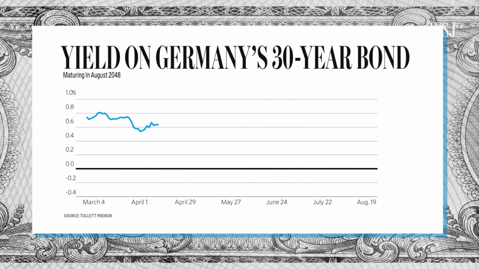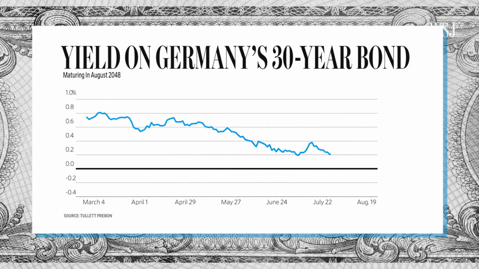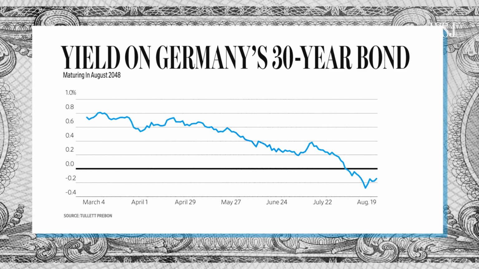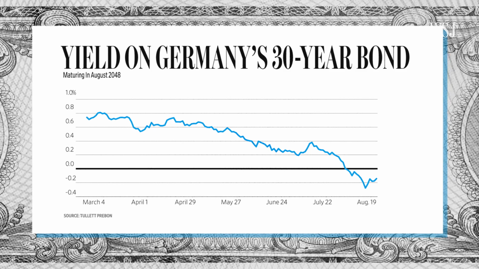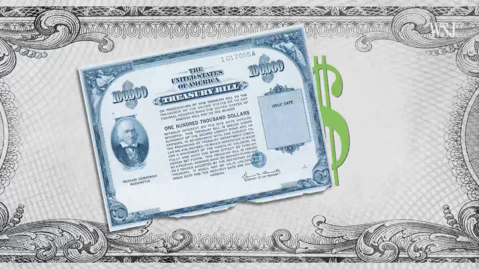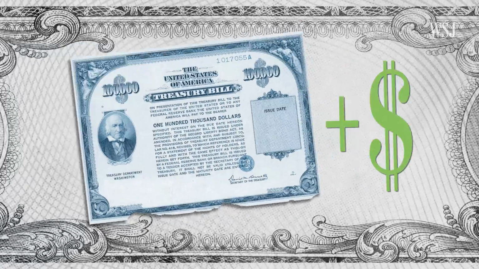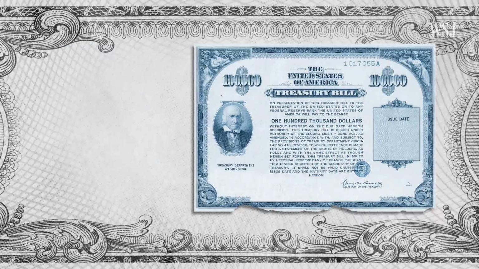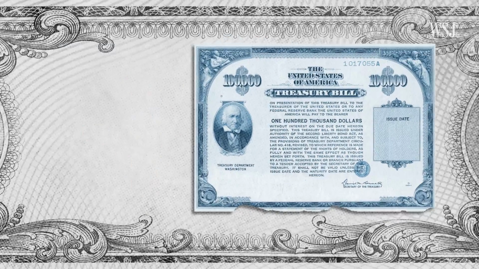This chart shows the yield on the German government's 30-year bonds over the past few months. You'll notice something unusual happened in early August. The yield dropped below zero. A yield is the return investors receive on a bond. A negative yield is the opposite, meaning investors are receiving less money than they originally paid.